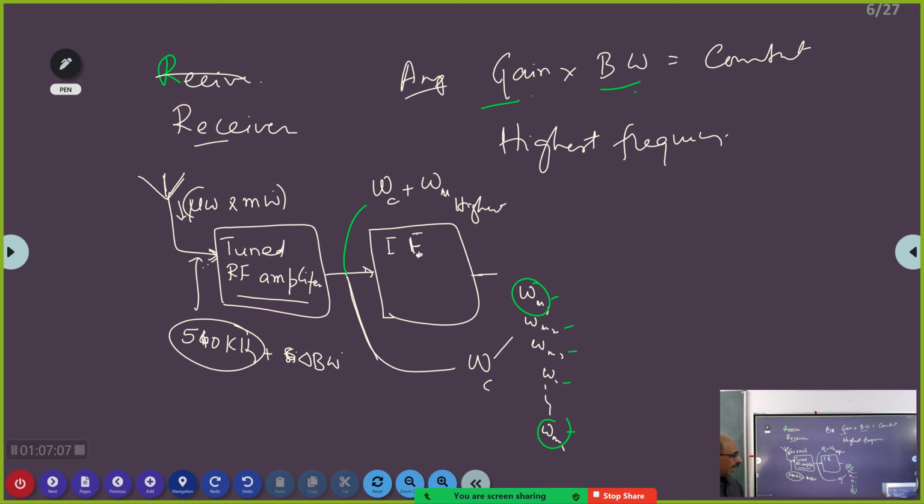So at this stage, we have omega C plus omega M. Here a process takes place, and the signal that comes out here will be omega C dash plus omega M highest. Let me tell you, this omega C dash will be lesser than omega C. That's the process. So the signal coming out of this stage will be like this, where omega C dash is less than omega C.